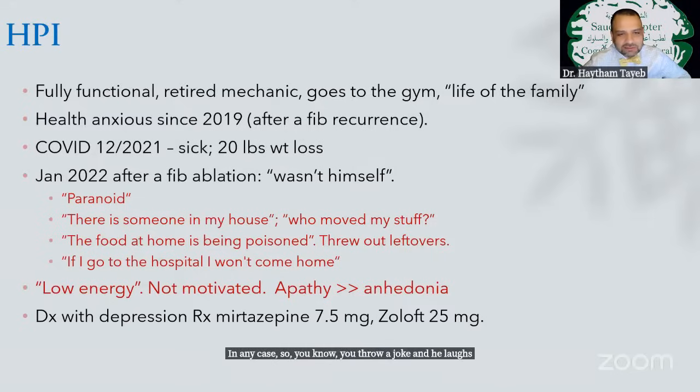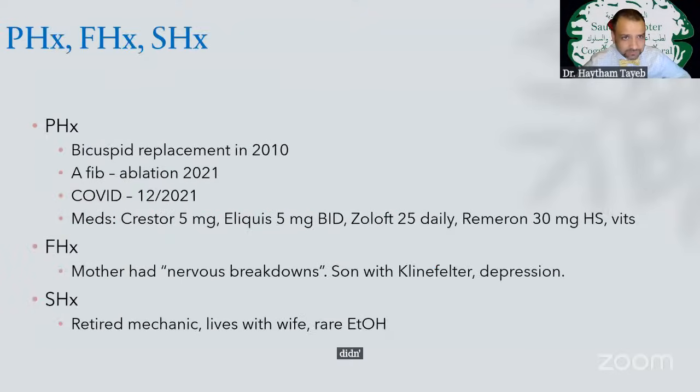And he was diagnosed with depression because of all of these behavioral changes, put on these meds, didn't really get better. This is the past medical history. He's on Eliquis because of the AFib. And he has no history of dementia, no family history of dementia.